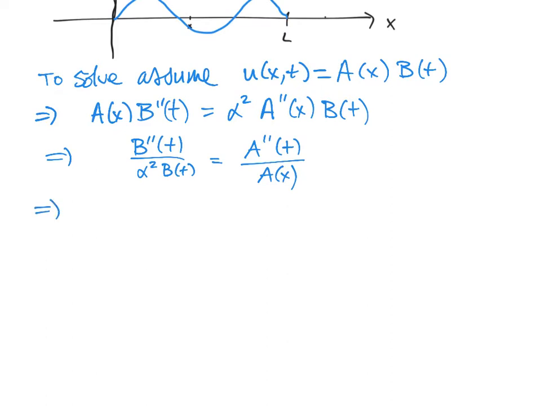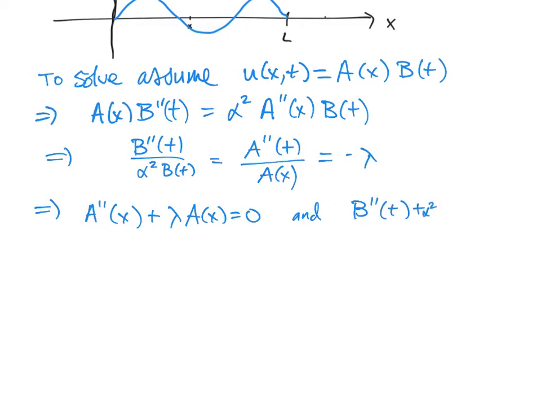And that then gives us, for the same reasoning that we talked about before, these are going to have to both be constant. And so we'll write it as negative lambda, and that gives us two ordinary differential equations. A double prime of x plus lambda A of x equals 0, and B double prime of t plus alpha squared lambda B of t equals 0.